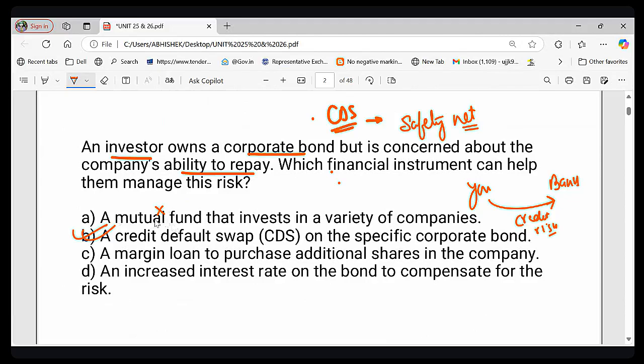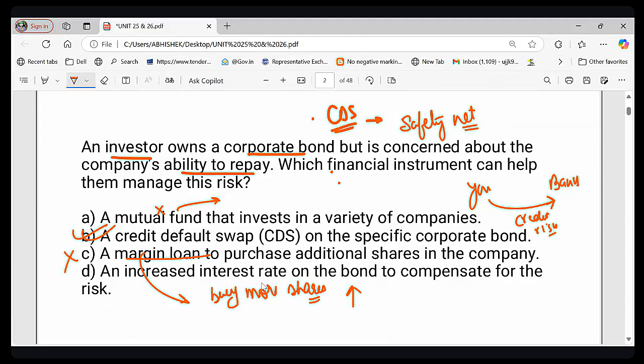Option A is wrong. A mutual fund that invests in a variety of companies just spreads your investment across multiple companies, but it does not specifically protect against the risk of a single company defaulting. And what about option C, margin loan? Margin loan means simply borrowing money to buy more shares of a company. So it increases your risk instead of reducing it. So option C is wrong.